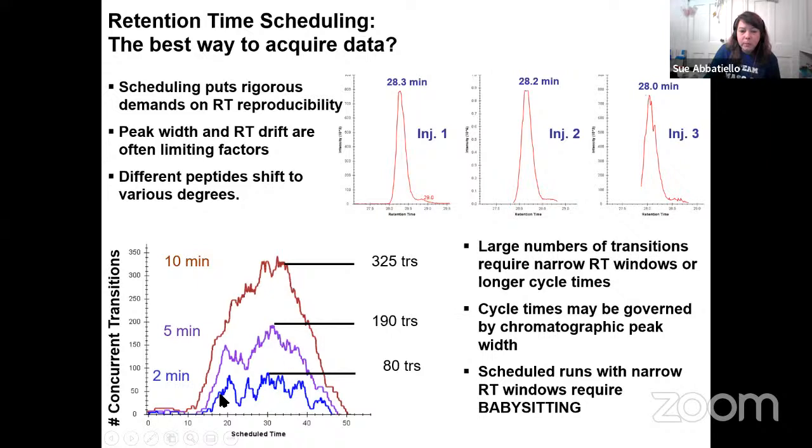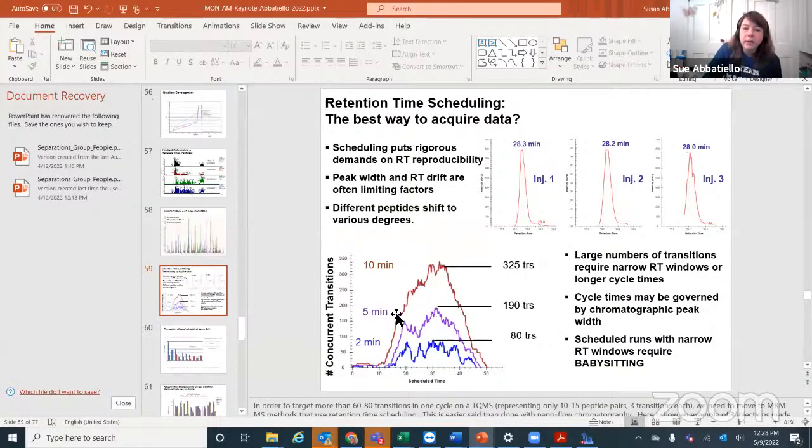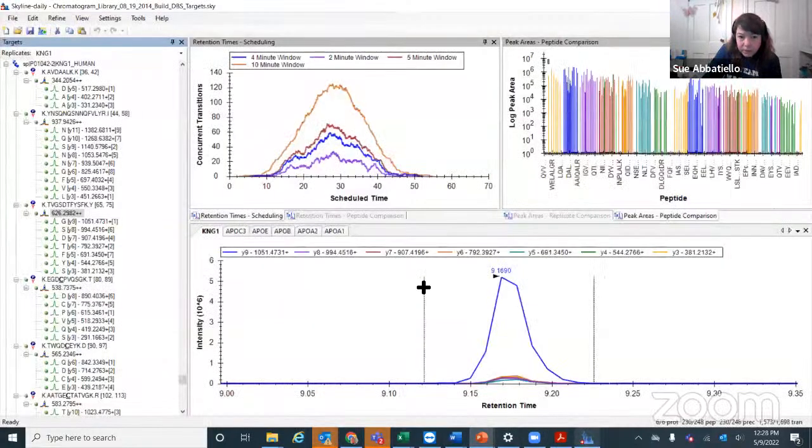And so what we try to do is set these parameters up so we can see how many concurrent transitions there are, or precursors if you're doing PRM, and make sure that we're spending the right amount of time on these as they're eluting. So if we look at the Skyline file here, this is looking at concurrent transitions, and we could set a 2 or 4 minute, or even a 5-minute retention time window around these peptides for this run, and we would still be able to get enough points across our chromatographic peak.